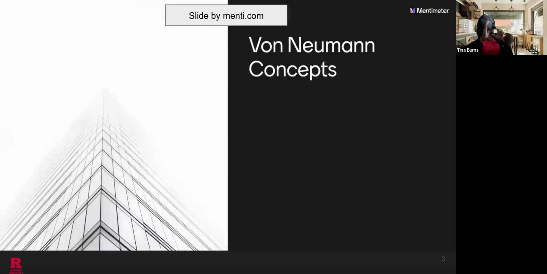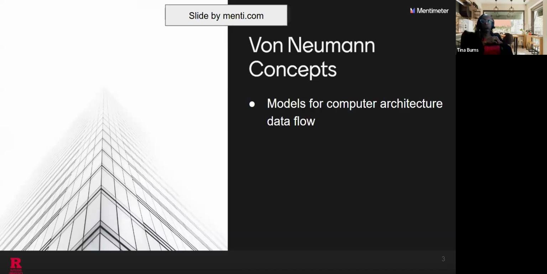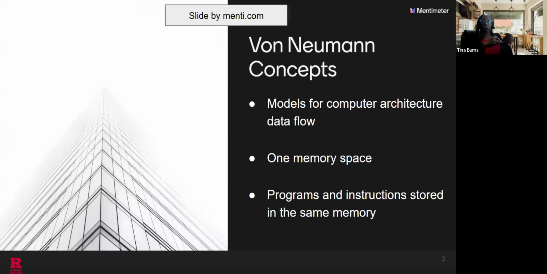And we talked all during the class about this von Neumann concept, right? A few things that are very important about this is it's going to model how computer architecture works for data flow. It has one memory space, right? So that's one memory bus. And also, the programs and the instructions are stored in the same memory.